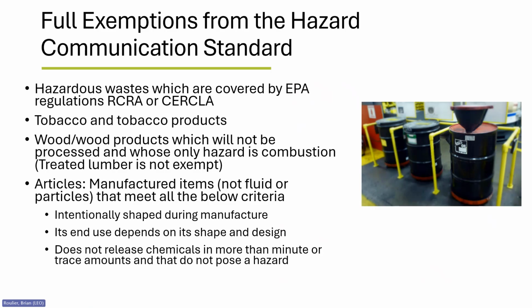Articles. Articles are manufactured items that are not fluids or particles. They also are intentionally shaped during manufacturing, have an end use that depends on that shape and design, and do not release chemicals in more than a minute or trace amounts under normal conditions. The manufacturer is responsible for evaluating if it can reasonably expect that these products may be processed, such as melted, cut, formed, or otherwise, by end users, and if this may create any hazards.